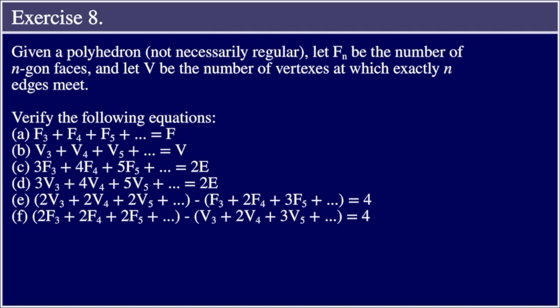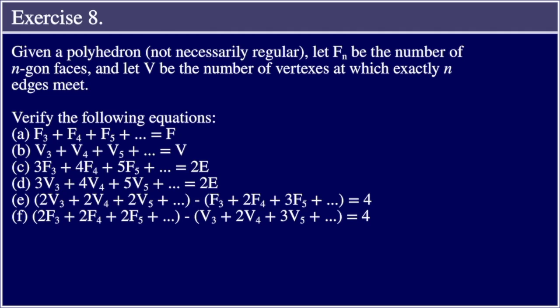Exercises. 8. Given a polyhedron, not necessarily regular, let f sub n be the number of n-gon faces, and let v sub n be the number of vertices at which exactly n edges meet. Verify the following equations. A. f sub 3 plus f sub 4 plus f sub 5 plus ... equals F. B. v sub 3 plus v sub 4 plus v sub 5 plus ... equals V. C. 3 f sub 3 plus 4 f sub 4 plus 5 f sub 5 plus ... equals 2E. D. 3 v sub 3 plus 4 v sub 4 plus 5 v sub 5 plus ... equals 2E.